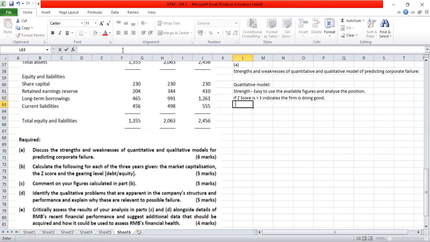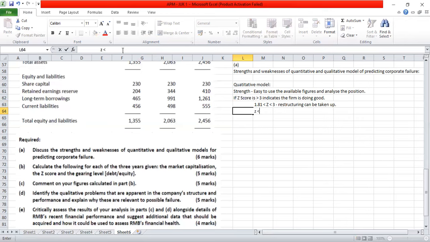Need not worry about that. But let's say if Z lies between 1.81 and 3, that is, Z is greater than 1.81 and less than 3. So in this case, what does this indicate? Restructuring can be taken up. Some way it can be reorganized, rearranged, everything, and then it can be restored. The position can be restored.